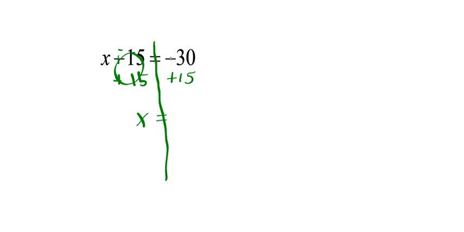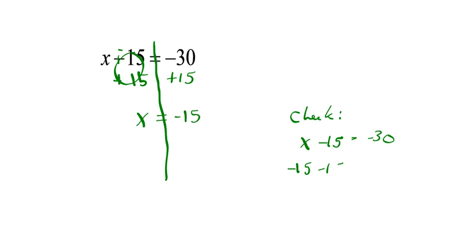We have different signs, so that means we have to find the difference between these two numbers. The difference between 30 and 15 is 15 by doing some subtraction. And we have more negatives than positives, so our final answer is negative 15. Go ahead and check. If you write the original equation out, we have x minus 15 equals negative 30. We now believe that x is negative 15, so we write negative 15 minus 15 equals negative 30.